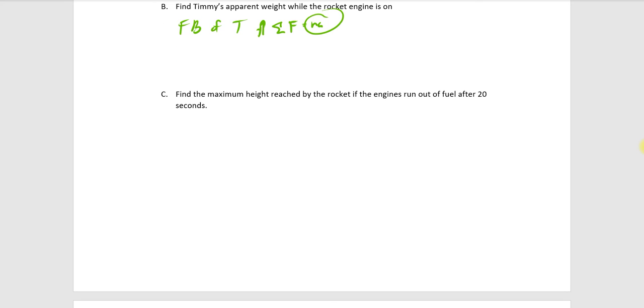Part C, let's see, find the maximum height reached by the rocket if the rocket runs out of fuel for 20 seconds. So this is just a review of the chapter 1 stuff. Once you find the acceleration, and that's good for 20 seconds, sketch a velocity graph. And I will get this started for you, assuming the rocket started at time 0, velocity 0.